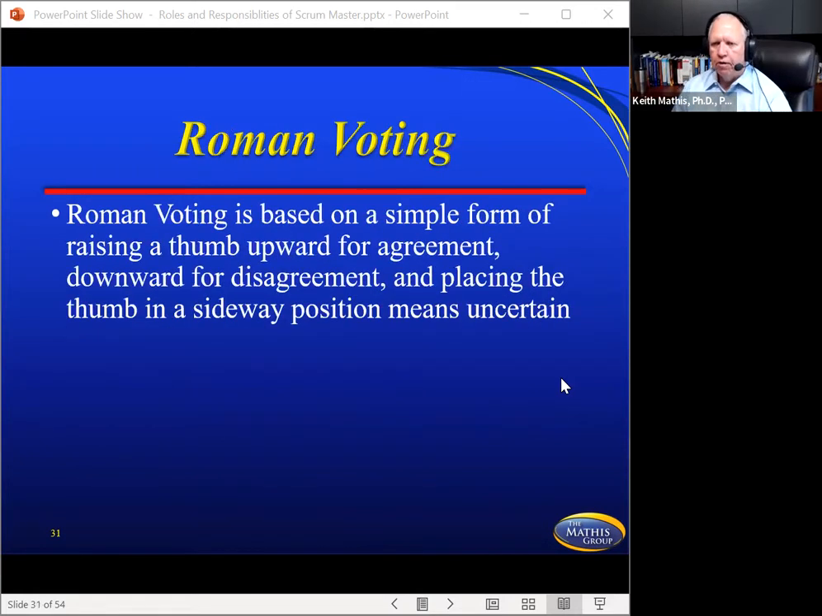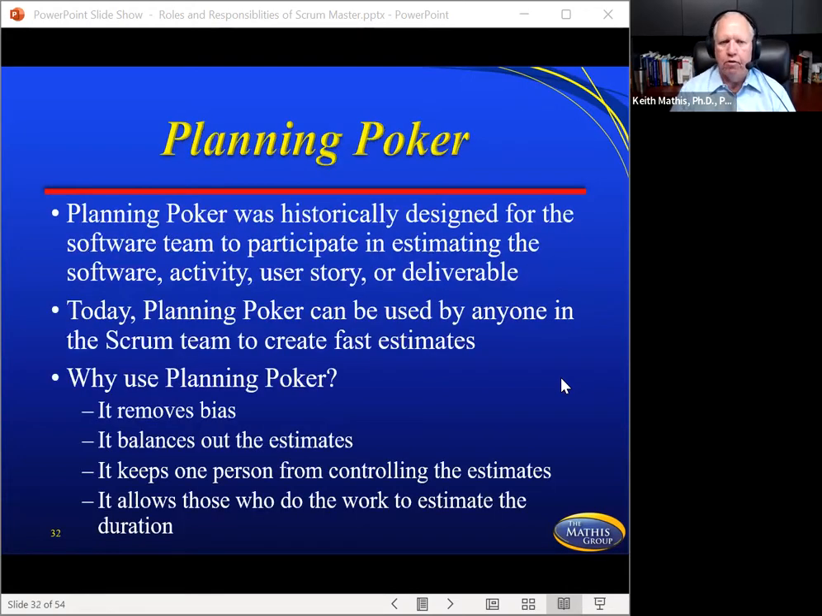Roman voting is very common, very quick. It's based on the simple form of raising a thumb. If I'm positive on it, thumbs up. If I don't like it, thumbs down. And now they've come up with a middle position, and that means I'm kind of in the middle on it. I haven't heard enough to convince me, but I haven't heard enough for me to think no. You will see this.